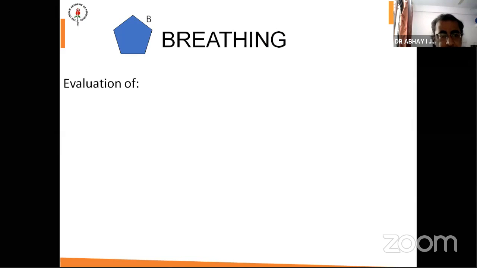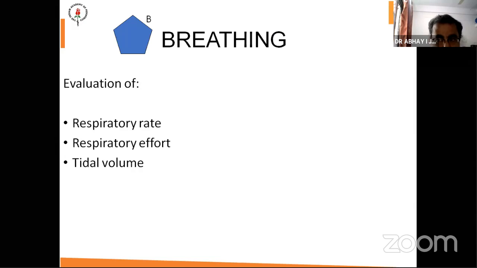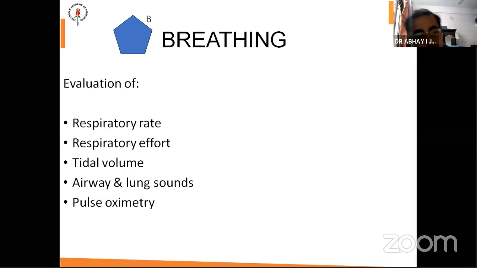Coming to breathing, the breathing evaluation we'll do with the help of respiratory rate, respiratory efforts, tidal volume, air entry and lung sounds, pulse oximetry. Respiratory rate is generally where instead of looking just for the rate, we try to look simultaneously at the child. Increased rate is what we are most of the time looking for. Tachypnea is what we look for, but there are many physiological reasons also, like anemia, or probably fever. The child is running fever and the respiratory rate has increased. Other than the pathological causes for increased respiratory rate.